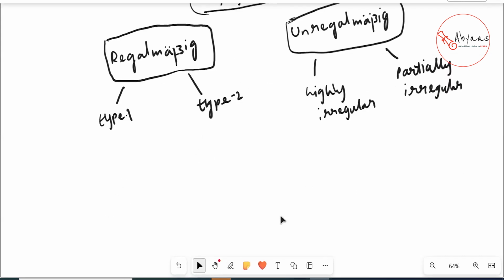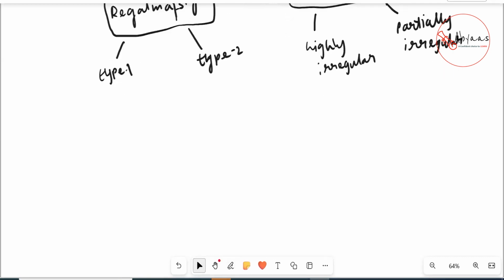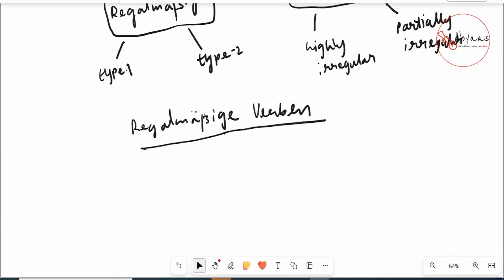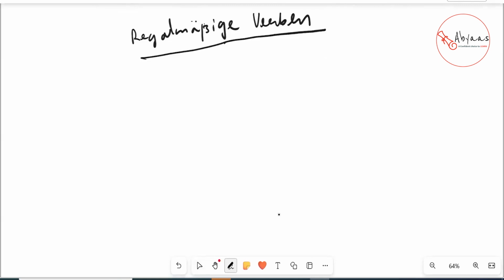So going forward, let's discuss regelmäßig verbs. If verb is following, so in the case of German, regelmäßiger. If this G is not coming in the end, hence it is pronounced like G. Regelmäßiger Verben, that is regular verbs. As he said, let's take the example of to write.